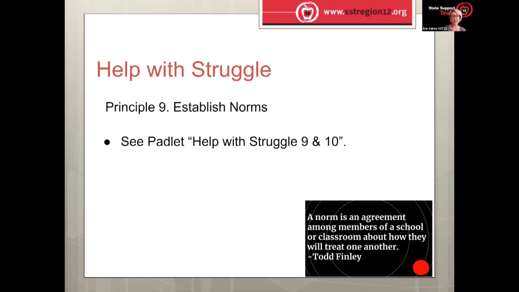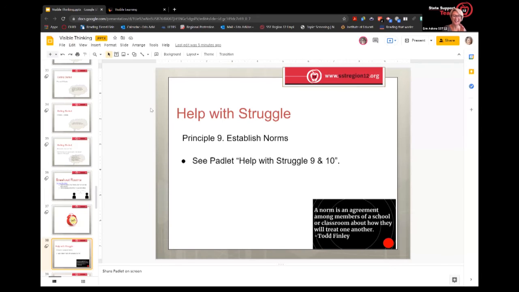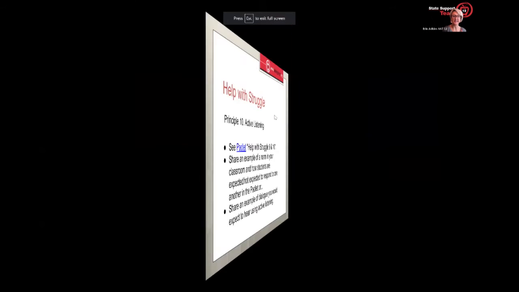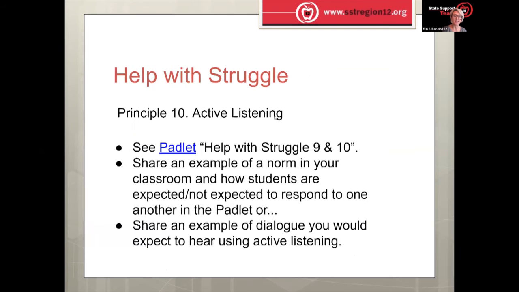So in the Padlet, once again, there is a section for help with, or number 9, help establish norms, and then number 10. So we're going to go over number 10 before we jump over to that. And then we're going to jump back into the Padlet. So number 10 would be active listening.